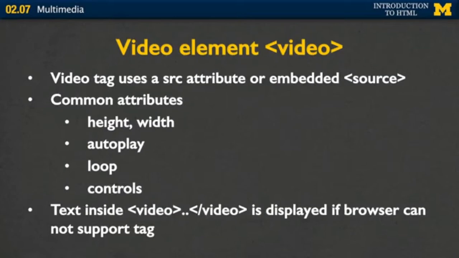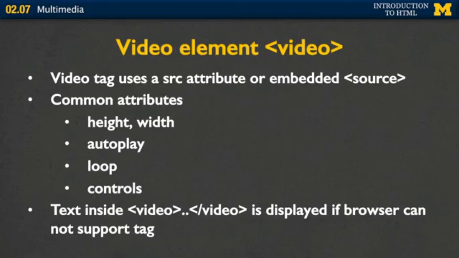So let's start with the video element. The video tag uses a source attribute, very similar to the image attribute. You tell the browser where the file is. You can also use what we call embedded source tags, where you might have the video tag and then multiple sources down below.